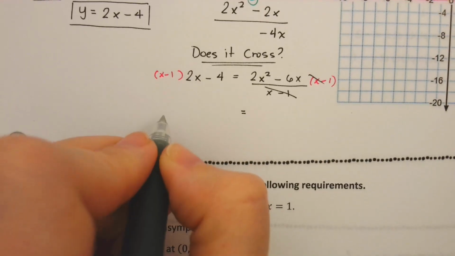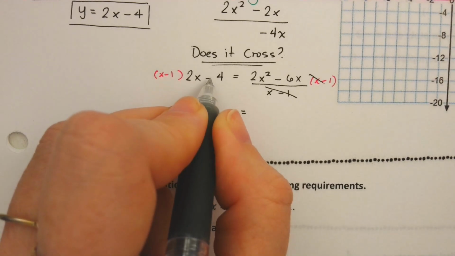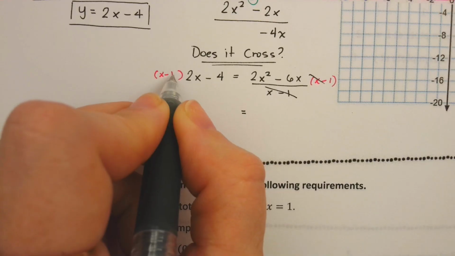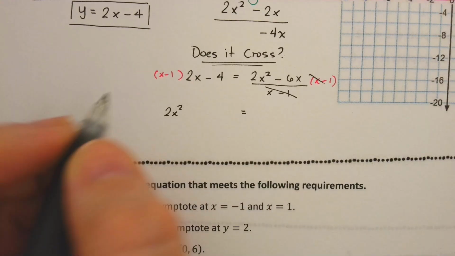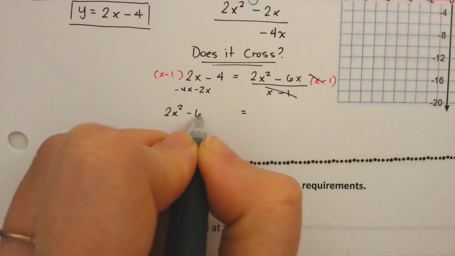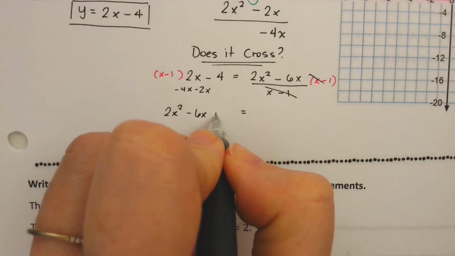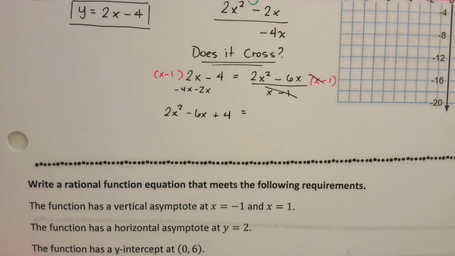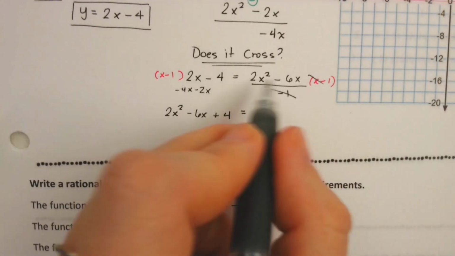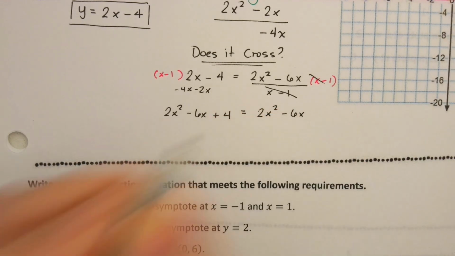Let's see, x times 2x, that's 2x squared. X times negative 4, that's negative 4x. But then I'll have a negative 1 times 2x, which is a negative 2x. Negative 4x minus 2x would give me a negative 6x in the middle. And then negative 1 times negative 4 would be a positive 4. And on the right, I just have what was left in the numerator, 2x squared minus 6x.